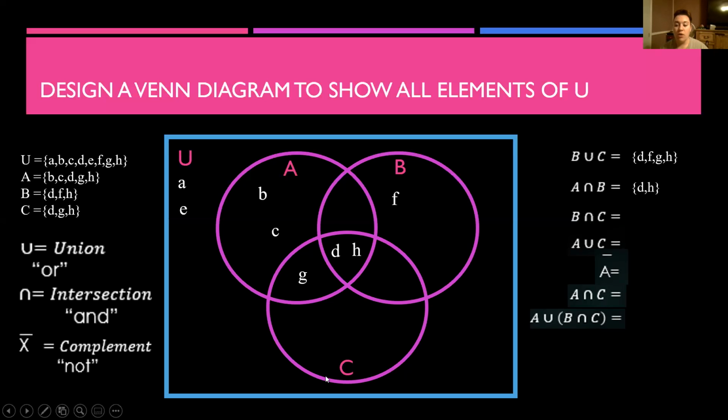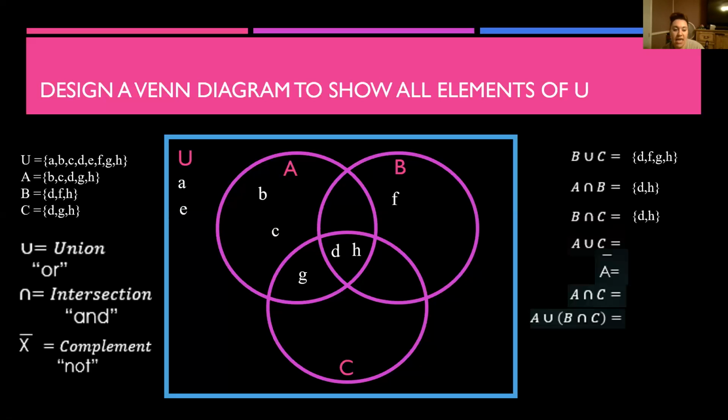Now we have A intersection B, which is A and B. It has to be in both. So d and h, because here it is in A and B. It's in both of them. Then we have B and C. What is in both B and C? It has to be in both of them, not just separate. So we have d and h because they both share d and h.